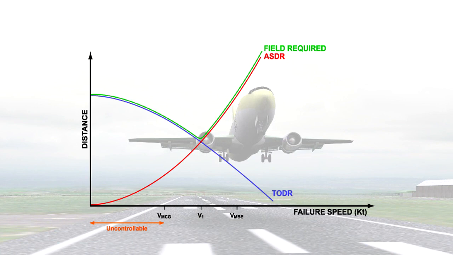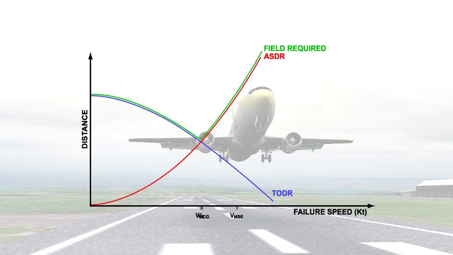The rule also states that V1 must not be greater than Vmbe. Again, this makes sense because at V1 the aeroplane must be able to stop or continue the takeoff. But above Vmbe, it's impossible to bring the aeroplane safely to a stop.